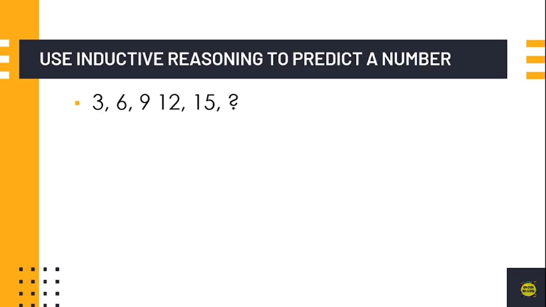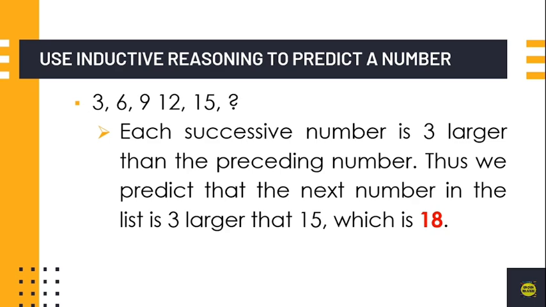Use inductive reasoning to predict a number. We have the numbers 3, 6, 9, 12, 15, and a question mark. As you can see, class, there is a pattern, right? Each successive number is 3 larger than the preceding number. So we predict the next number is 3 larger than 15, which is 18, right?